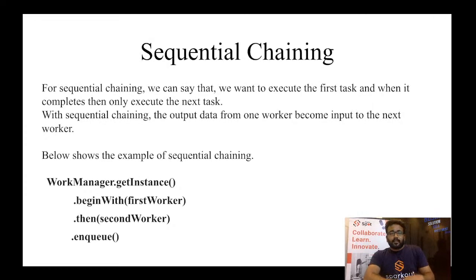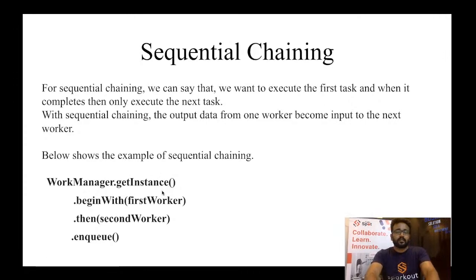Sequential chaining is nothing but executing the first task. Once the first task is executed and completes its work, only then the next work will start its execution. When the first task has completed its work, that work's output will be the input to the next work. Below is an example of a chain that runs in a sequential manner.